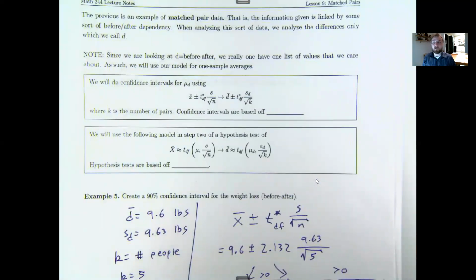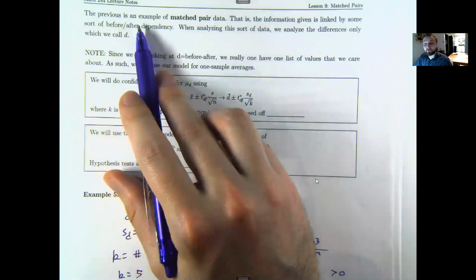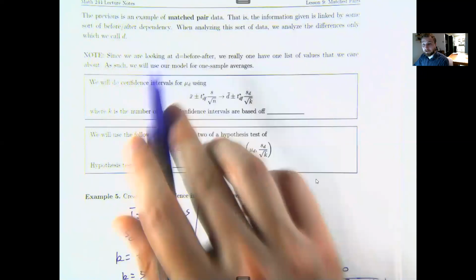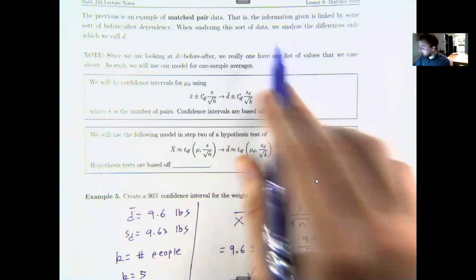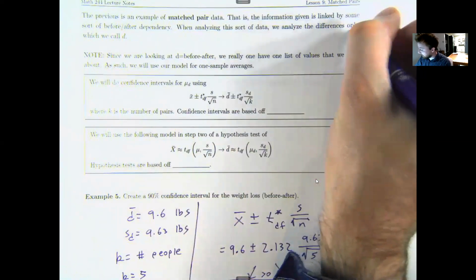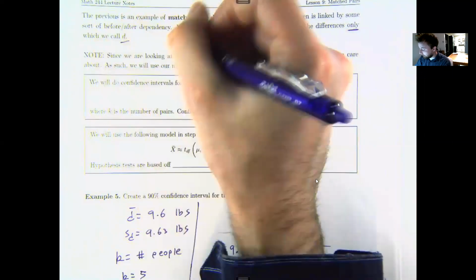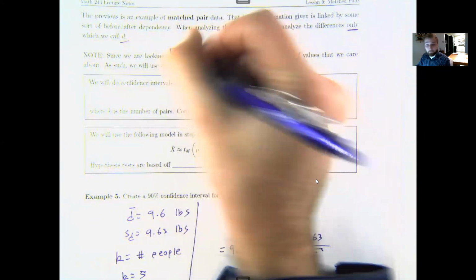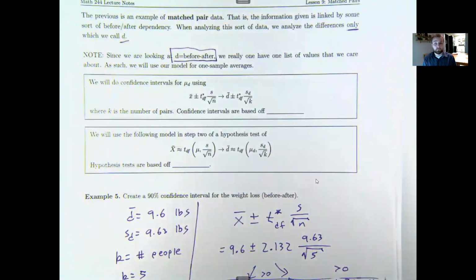So this is an example of matched pair data. The start and the end are linked together by the person. There's usually some sort of before and after dependency. So instead of looking at the before, instead of looking at the after, we analyze only using the difference. And the difference is the before minus the after.